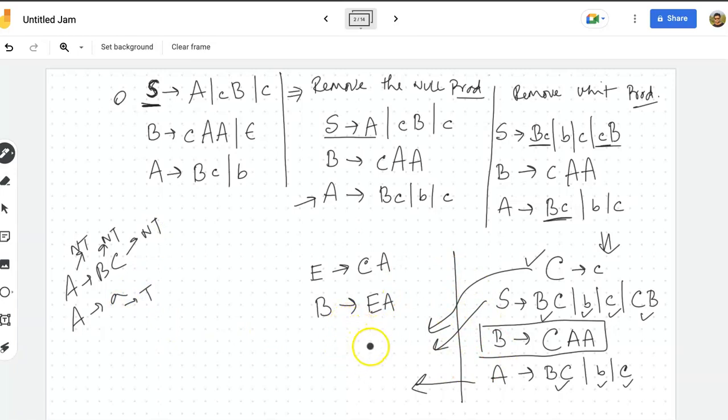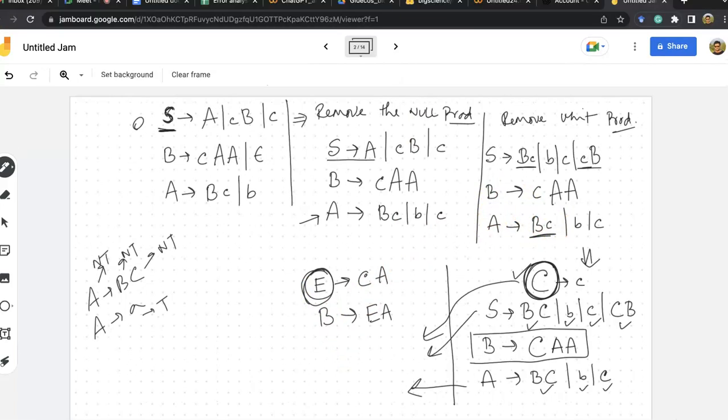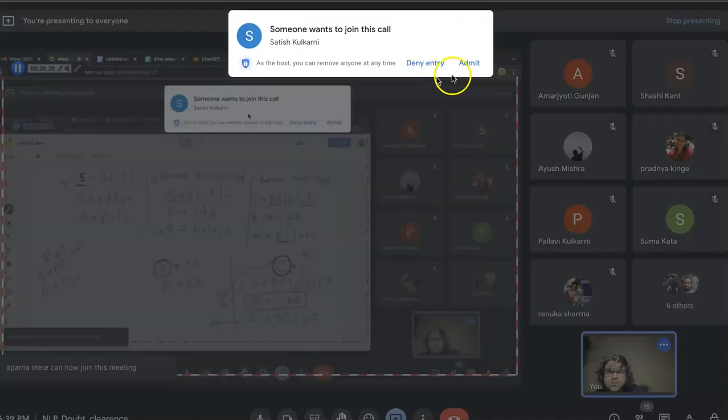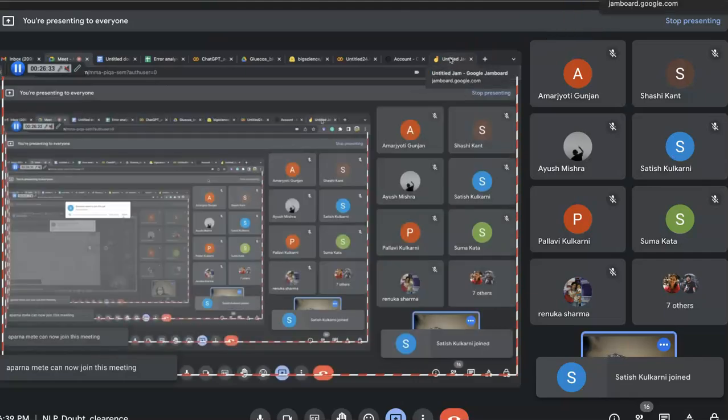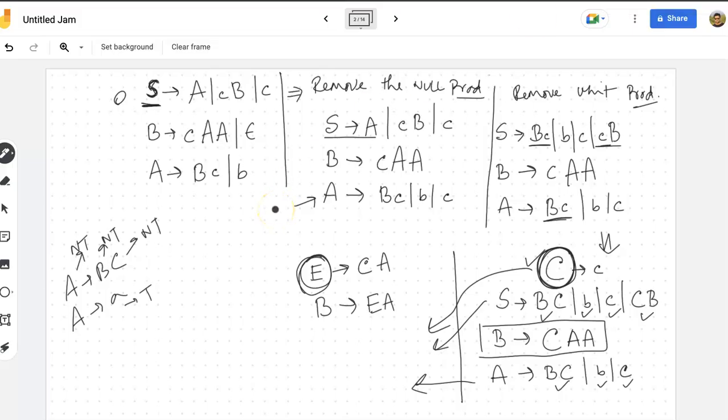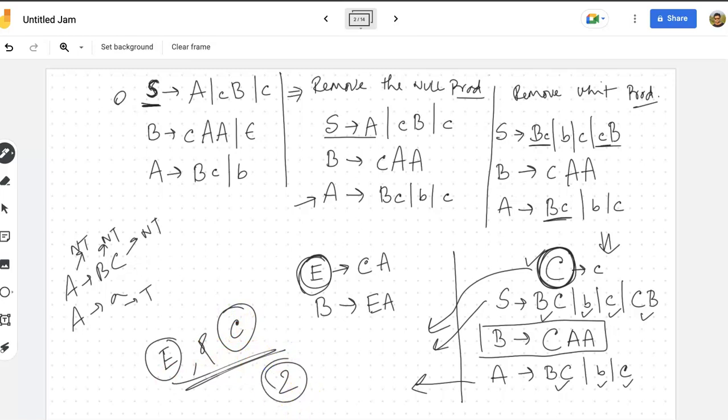Now the question is how many non-terminals we have added to make it CNF. So let's check how many non-terminals we have added. We have added E and we have added capital C. Okay. Anything else? Let me summarize. Let me see. No. Yeah. So we have added only E and C. So in this question the answer is 2. Okay. So we have added 2 non-terminals.